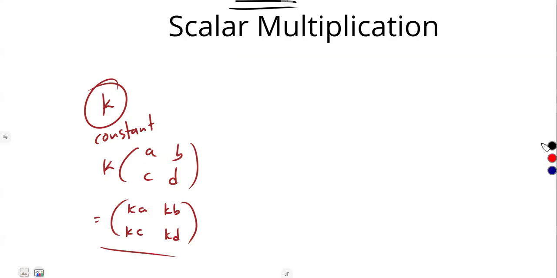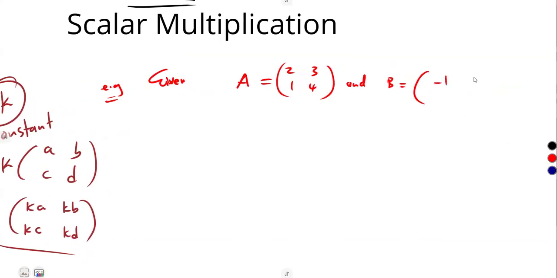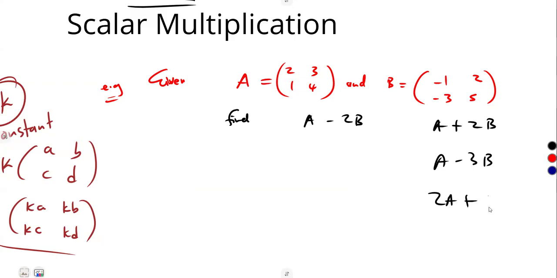All right, so they can even give us a condition like this. Let us just consider another example. Given matrix A is equal to 2, 3, 1, 4, and matrix B is given as negative 1, 2, negative 3, 5, like this. Then you are being asked to find A minus 2B, A plus 2B, A minus 3B, 2A plus B, whatever you can be given, guys. Those numbers simply represent what?